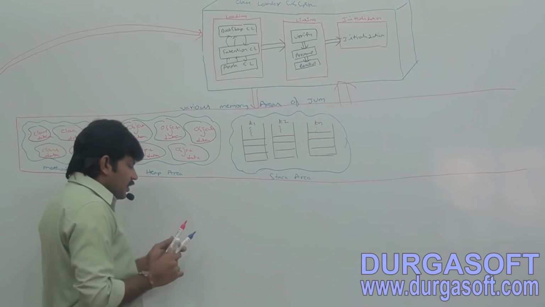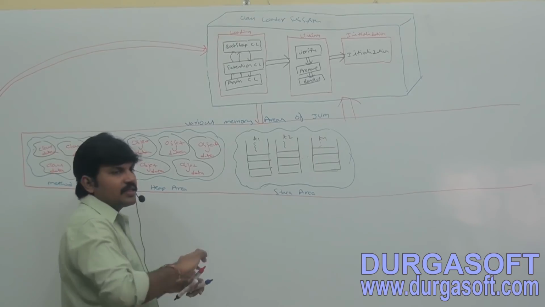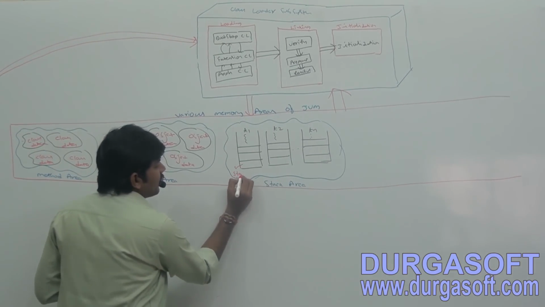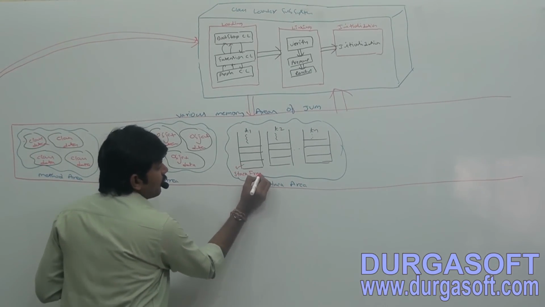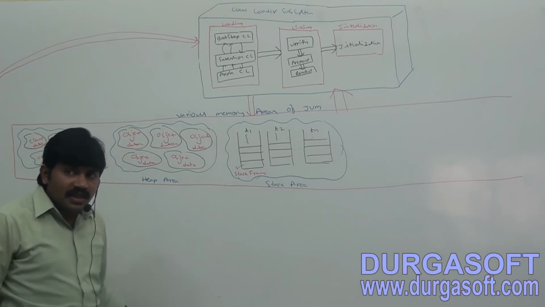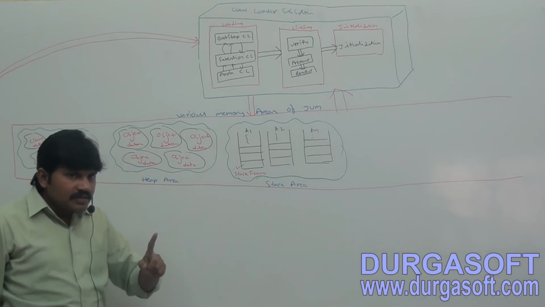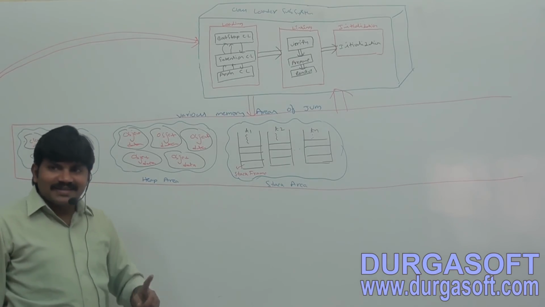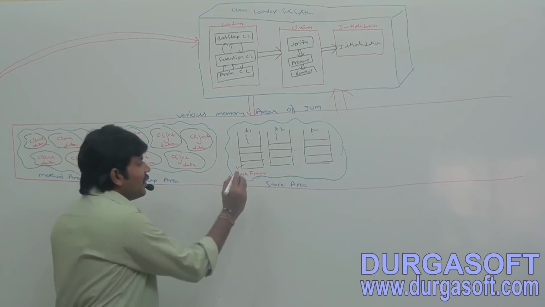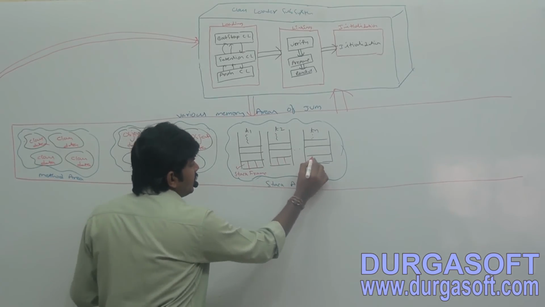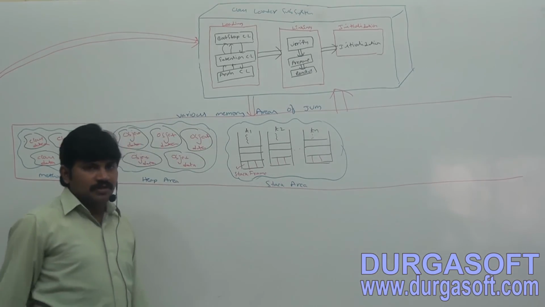Each entry in the stack is called what? Stack frame. Have you remembered? This one is called a stack frame. And how many parts does a stack frame contain? Three parts are there: local variable array, second one operand stack, third one frame data. Every stack frame contains three parts.